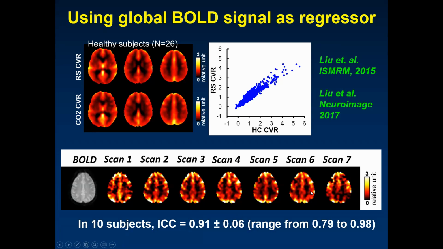And we calculated the intra-class correlation of these maps, and on average, the ICC is over 0.9 across these 10 subjects, which suggests a very good reproducibility of the resting state CVR map using this way.